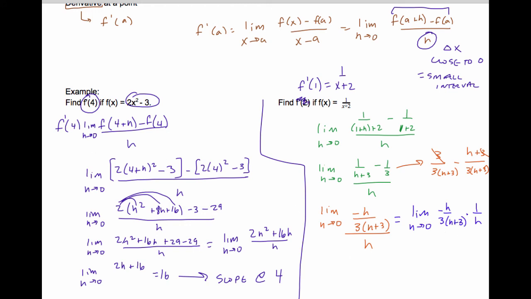Well, watch what happens here, folks. You're going to love this. Boom, gone. Boom, gone. So as I look at this, I'm looking at the limit as h approaches 0 of negative 1, because the h is canceled, over 3 times h plus 3, which is equal to the limit as h approaches 0 of negative 1 over, now h is shrinking to 0, 9. So the limit equals negative 1 over 9.